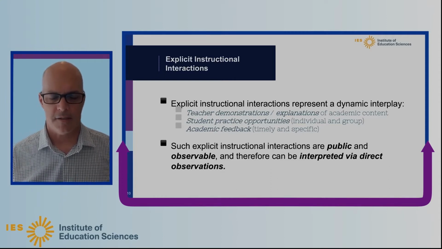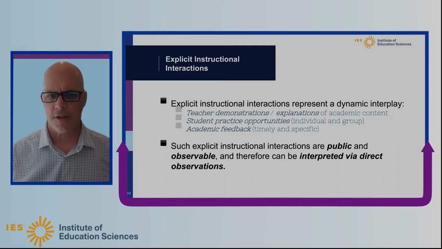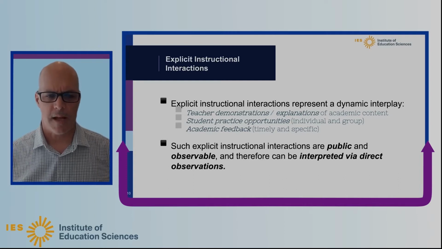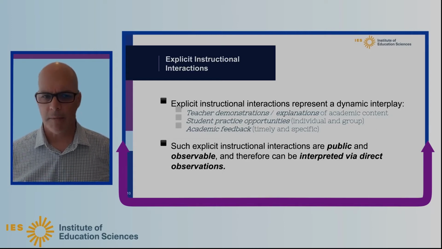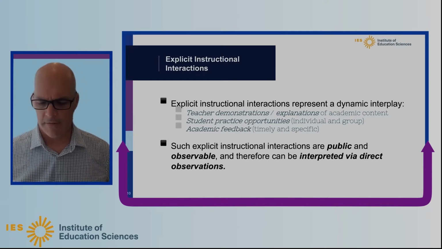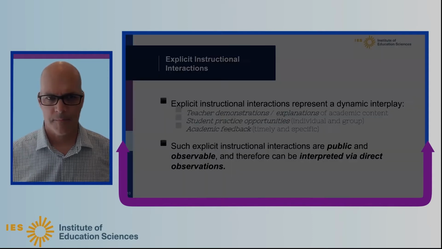And then following student practice opportunities, we know from the literature around explicit instruction that academic feedback is absolutely critical. So feedback that's timely and specific to a previous student response. Now, the boon, if you will, of explicit instructional interactions is that they're public and observable. And so therefore they can be interpreted via direct observations, hence today's presentation.